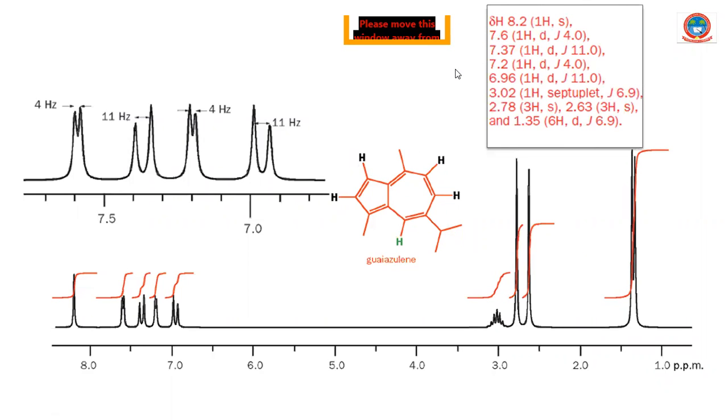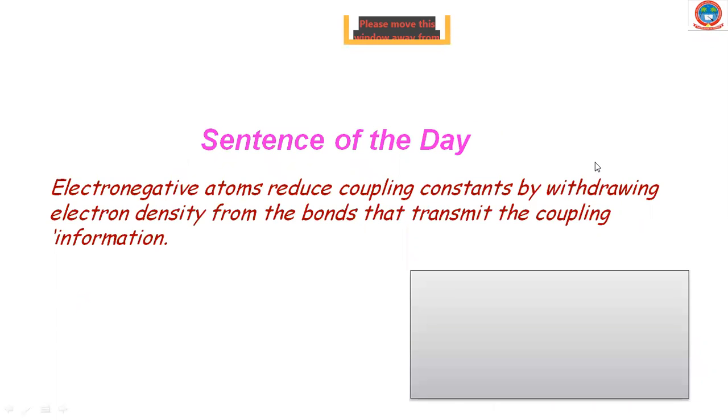Fine. So now see, there are nine signals, and they have given here the highest would be the singlet at 8.2 hertz. And so you can see here how the coupling will take place. Just now we have seen. Fine. Sentence of the day.